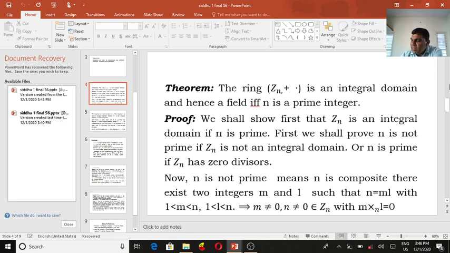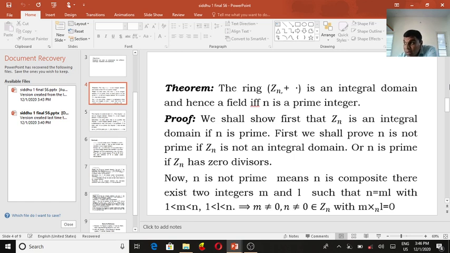Here, certainly 1 less than 3 less than 15, and 1 less than 5 less than 15. The divisors will always be less than 15. So n equal to ml with 1 less than m less than n, and 1 less than l less than n. So here m is not equal to 0 and l is not equal to 0, yet the product is 0. Here is the zero divisor: a not equal to 0, b not equal to 0, ab equal to 0.